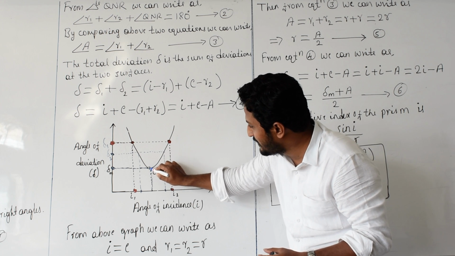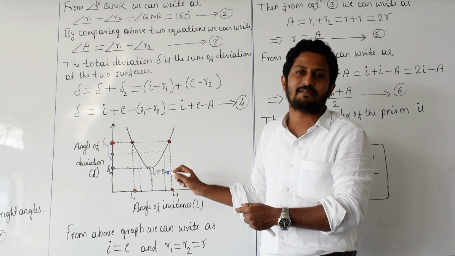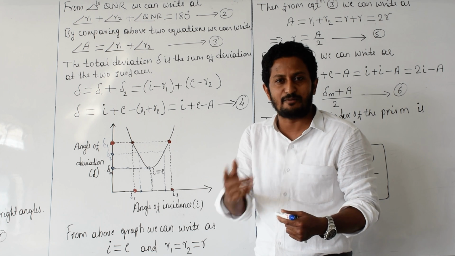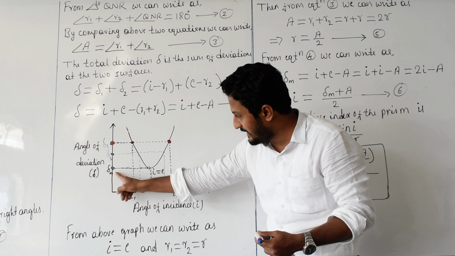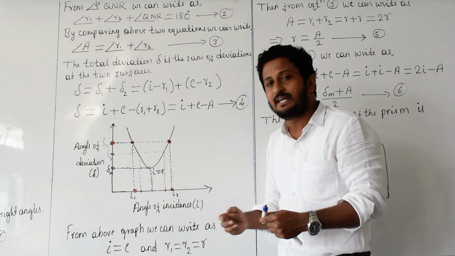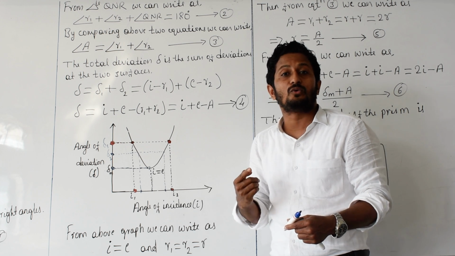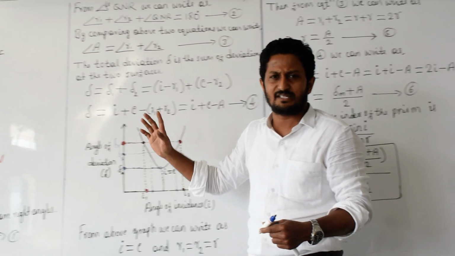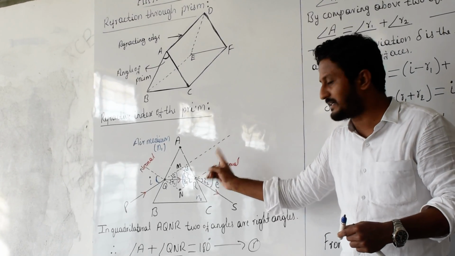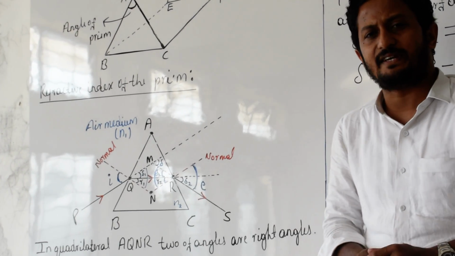For that minimum angle of deviation, we can treat I equal to E, and then R1 equal to R2. What does it mean? Just look at this diagram. It's very important. Try to get this.